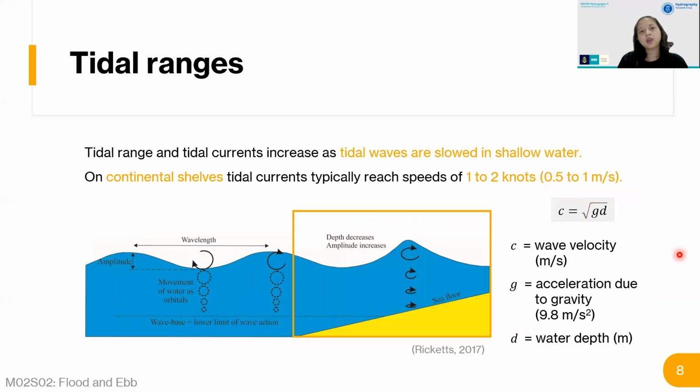Another thing that is quite interesting is that you can compare your tidal ranges and tidal currents to the wave of your water. You will learn about waves more in another module, but basically when you're working near shore, you will have more tidal range. When you have more tidal range, of course you've got more tidal currents, but the wave itself is actually slowed down. So this is the equation. It feels counterintuitive, but it's actually true.